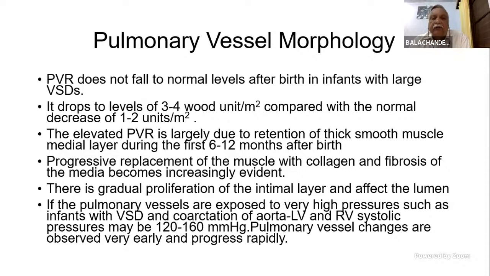Now, the important thing in VSD is that the pulmonary vascular resistance does not fall to normal levels after birth in infants. It drops to levels of 3 to 4 compared to the normal drop of 1 to 2 units. And the elevated PVR is largely due to the fetal architecture or to the retention of thick, smooth medial muscle in the first 2 months. So you'll find that 6 to 12 months after birth itself, the PH is there. The PH is there in VSD. Very rarely you get large left to right shunts, and then pulmonary arterial hypertension develops. Mostly it develops before 2 years of age. Next slide.